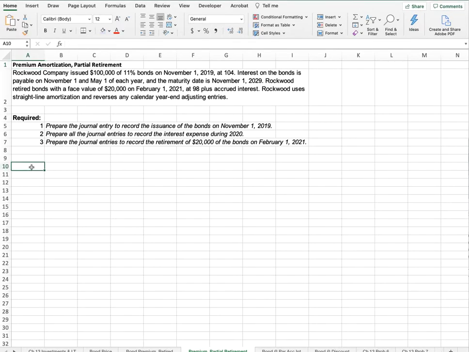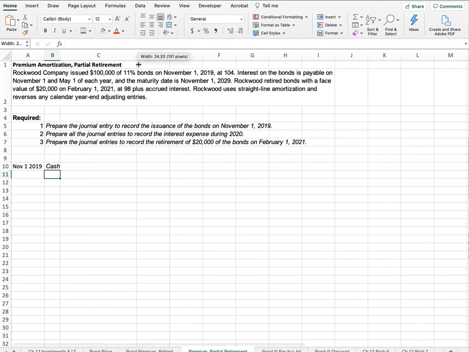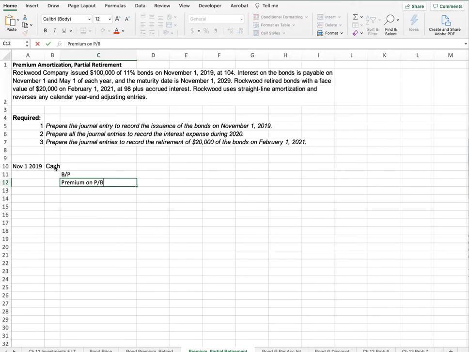So we'll start out with our November 1, 2019. And we're receiving cash. We have a new liability of bonds payable, and we're also going to have a premium on bonds payable that we're going to need to amortize over time.